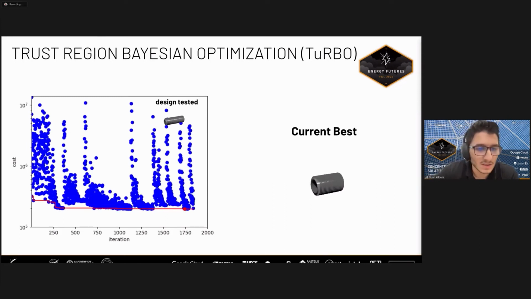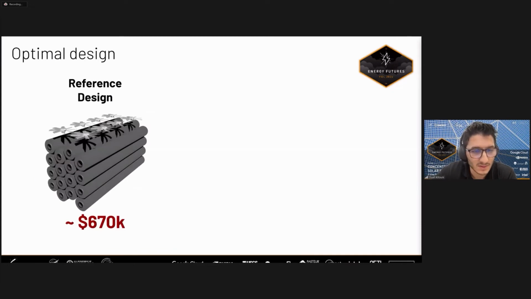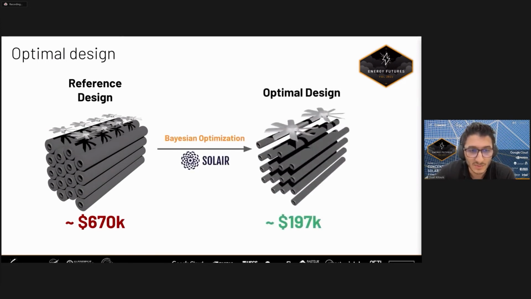All right, let's take a quick look at our reference design, which is the current state of the art in terms of air cooling of supercritical CO2. And we estimate the price to be around $670,000 throughout the entire lifetime of the cooler. Now, using solar and our Bayesian optimization pipeline, we managed to bring down the cost all the way down to $197,000, which is about a 70% discount. Note here that the fans in these visualizations are the same size, so our cooler is actually much smaller than the reference. So not only is it cheaper, it's also much more efficient and compact.